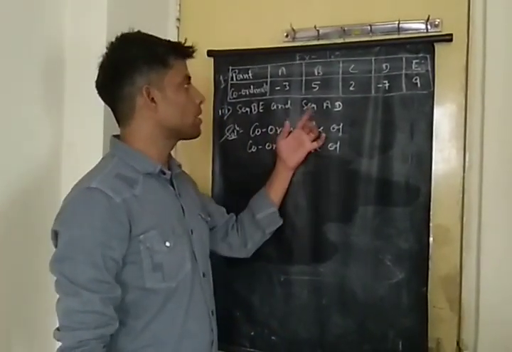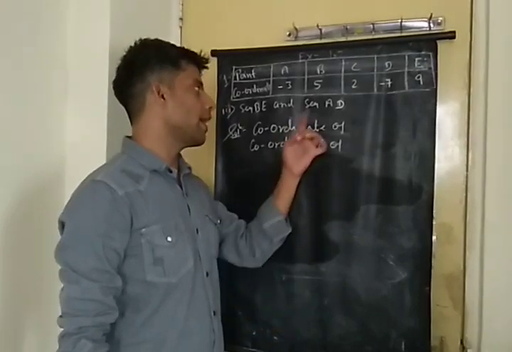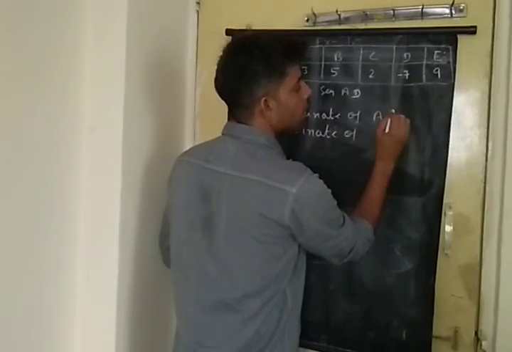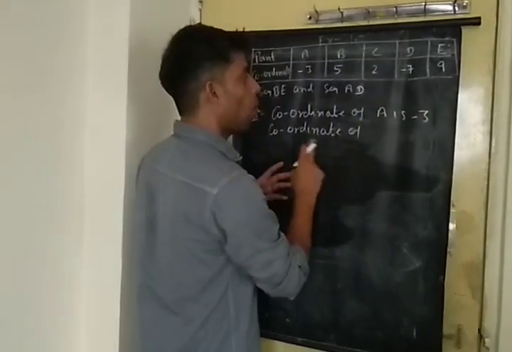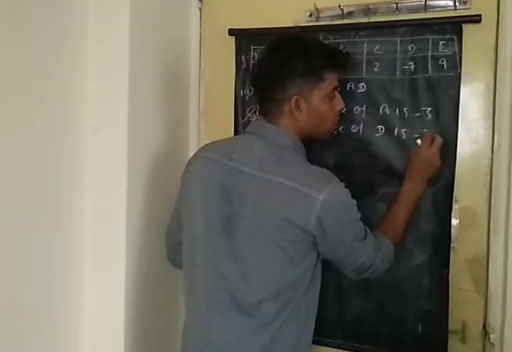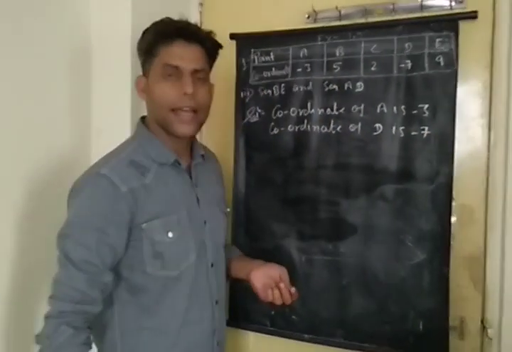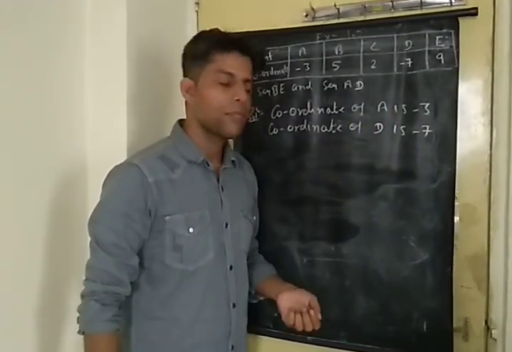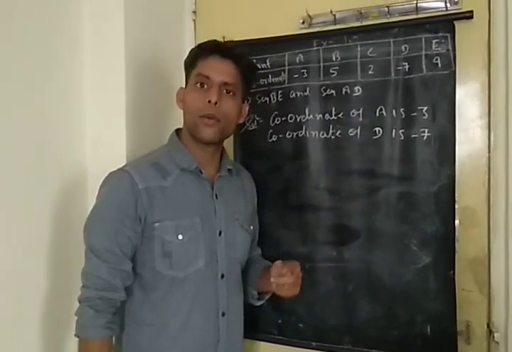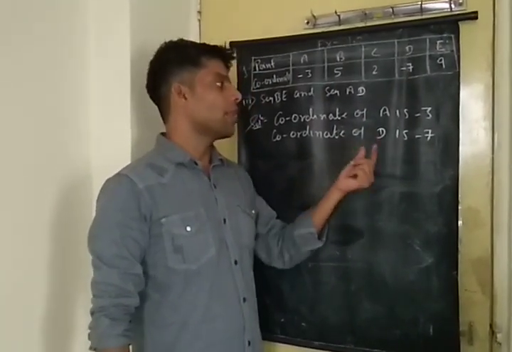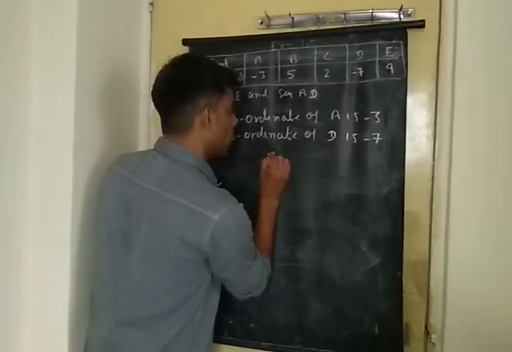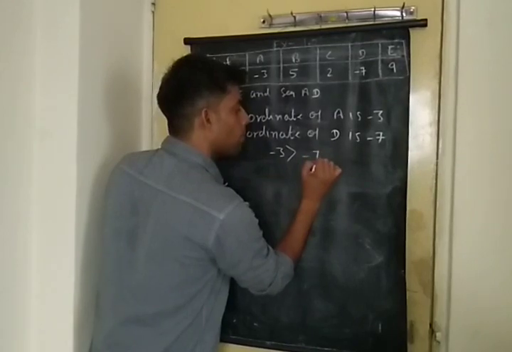Let's see how we can find out distance of AD. So students, now we'll discuss how to find the length of segment AD. We'll start the same. Coordinate of A is minus 3. Coordinate of D is minus 7. Now we need to see which one is greater out of minus 3 and minus 7. Yes students, minus 3 will be greater than minus 7, as both numbers are negative, and we have discussed earlier that if two numbers are both negative, the smaller one will be greater. So minus 3 is greater than minus 7.